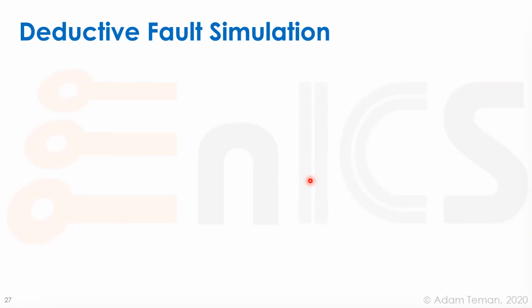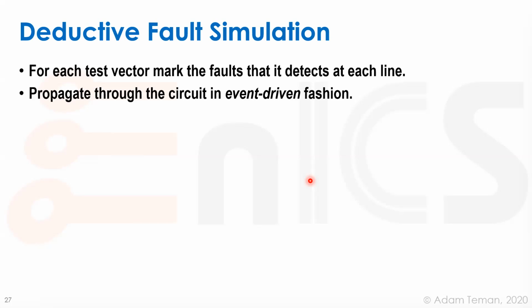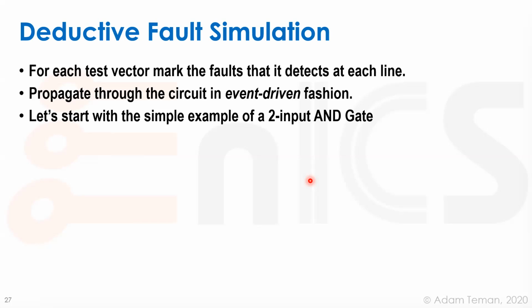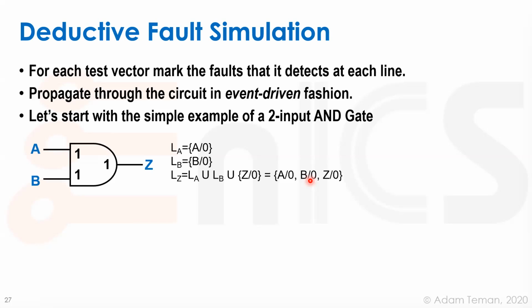The way to get towards the algorithms that actually do this, we use, first of all, what's called deductive fault simulation. So here we take each test vector and mark the faults that it detects at each line. We propagate through the circuit in an event-driven fashion. And we'll start with a simple example of a 2-input AND gate to understand what that means.